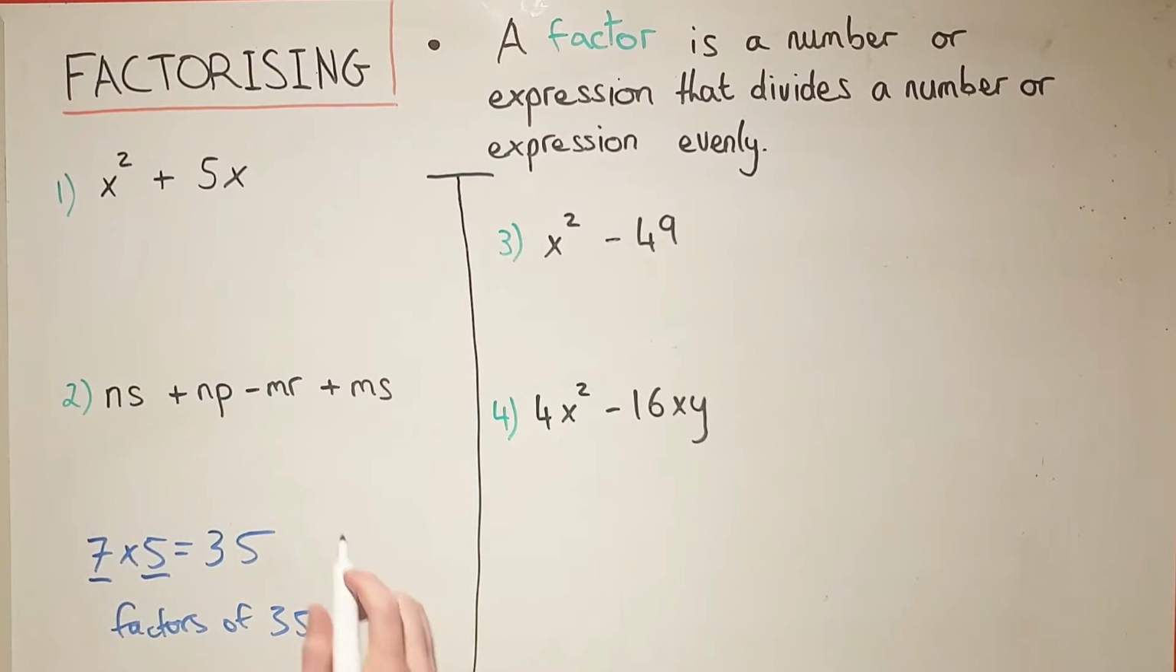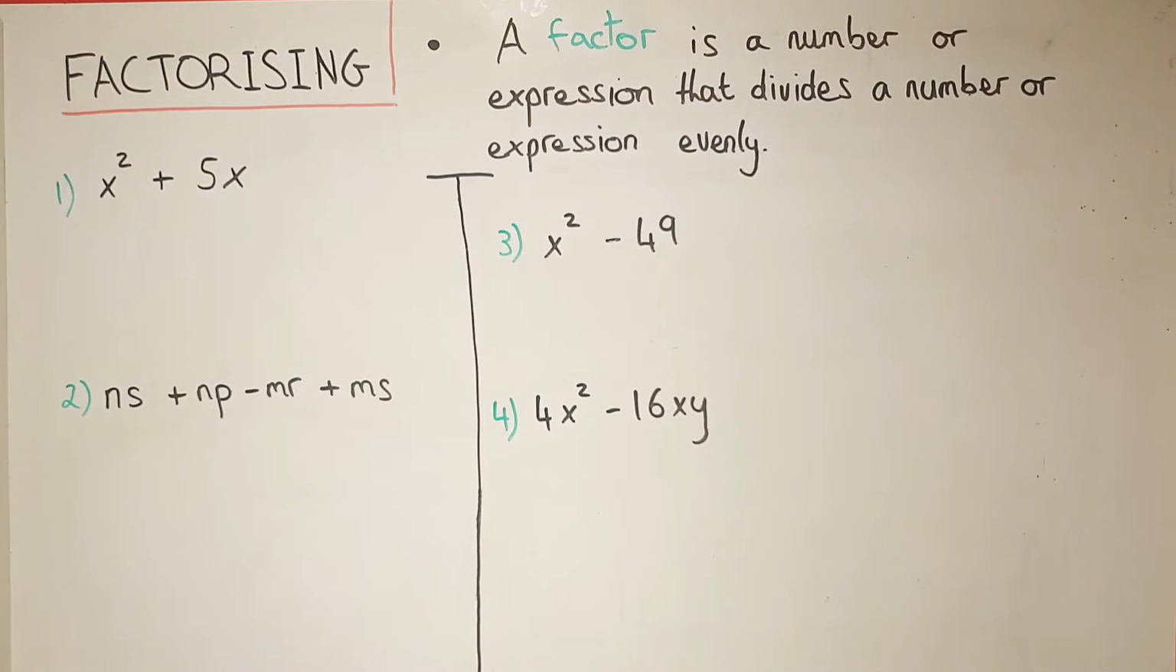Another one would be if you have 10. 2 multiplied by 5, because when in product that equals 10, 2 and 5 are factors of 10. But it doesn't just have to be the first set. For example, 1 multiplied by 10 equals 10. So 1 and 10 are also factors of 10.